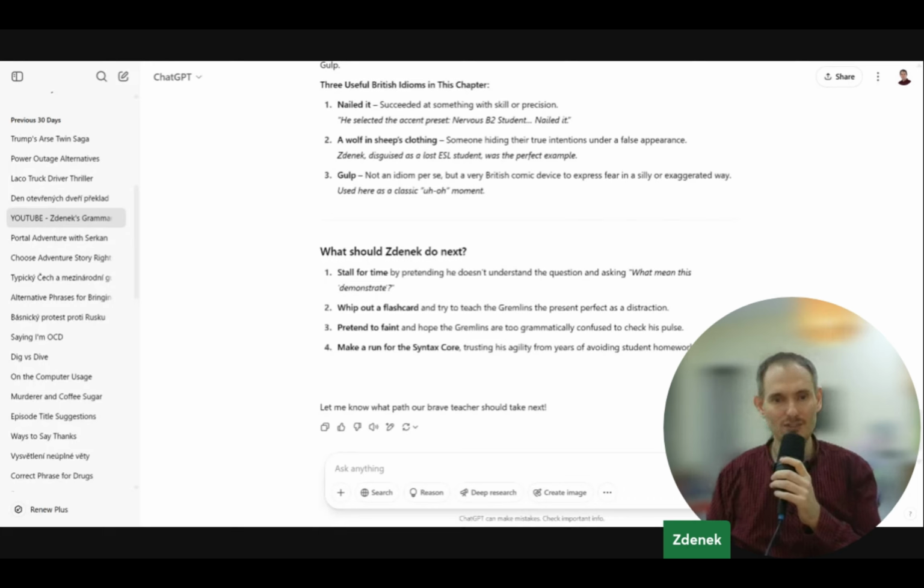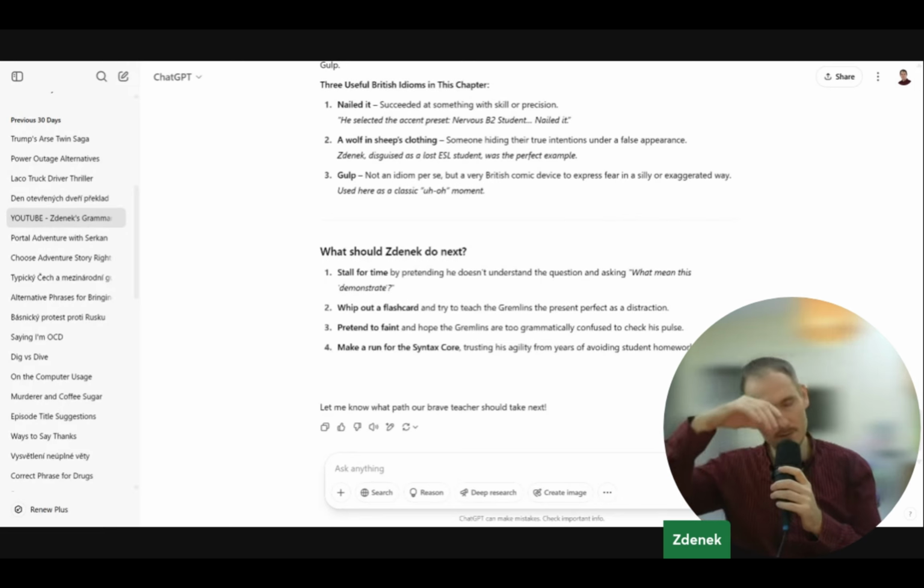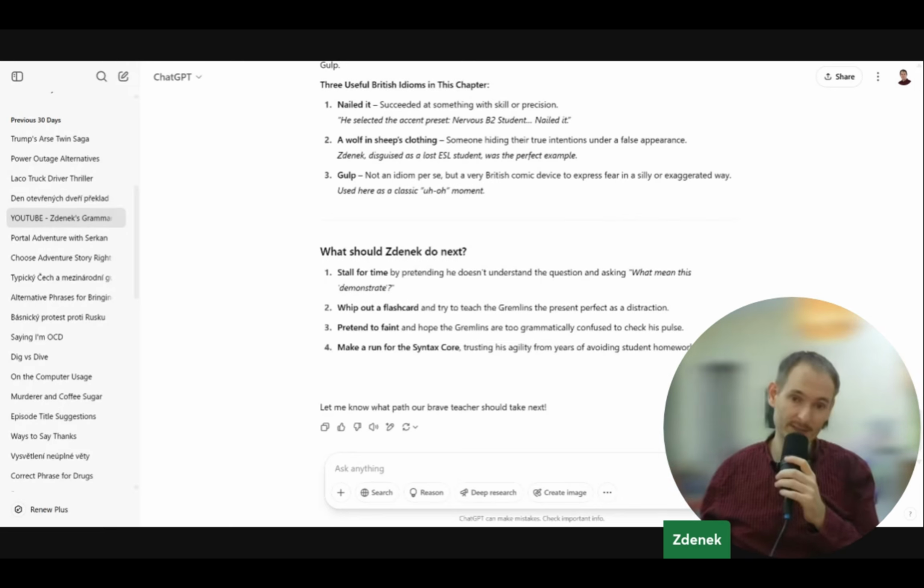Option 3, pretend to faint and hope the gremlins are too grammatically confused to check his pulse. That's not right. I think they mean my pulse, right? Okay, that makes sense. Right, so pretend to faint. Faint means to pass out. You lose consciousness. You faint, maybe because it's too hot. You sort of like, ugh, and you lose consciousness, you faint. Okay, that's an option too, of course.